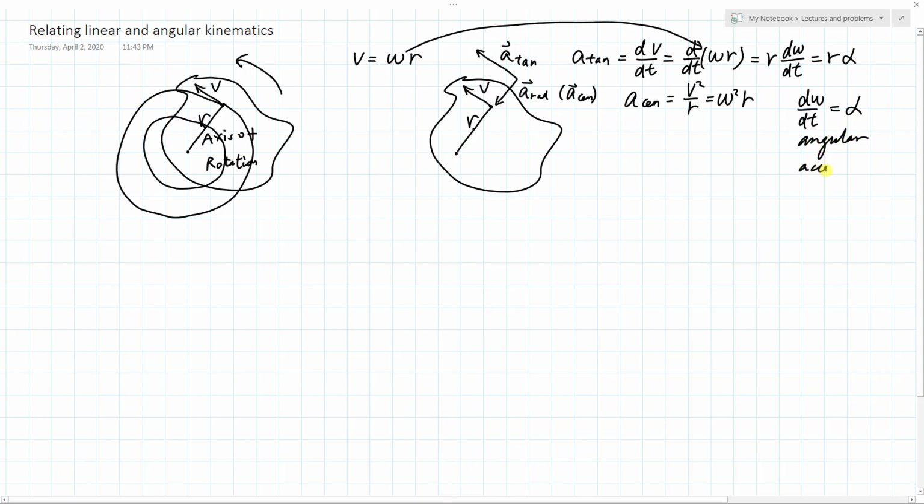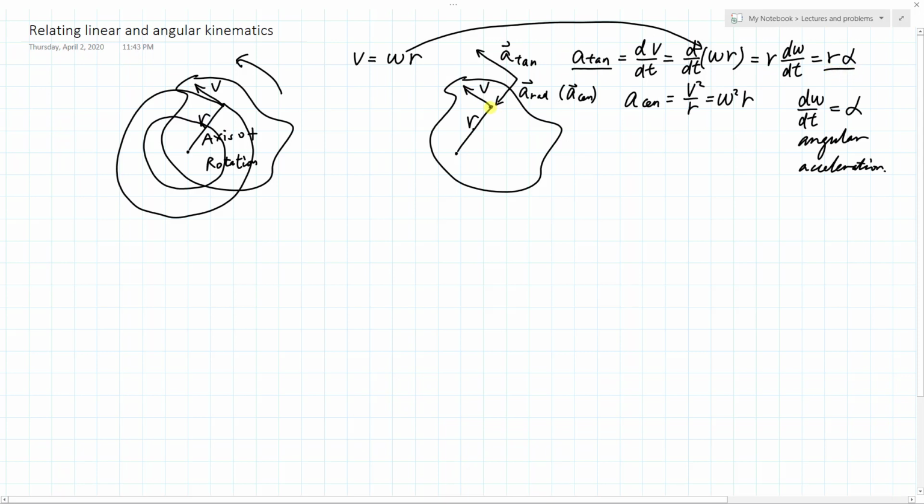So d omega over dt is alpha, the angular acceleration. Oops, they're trying to get to the dot. That's okay, I'll keep it there. Alright, so this is the angular acceleration. And now we have a relationship between the tangential linear acceleration that is responsible for speeding up the velocity and the angular acceleration. So this makes sense.